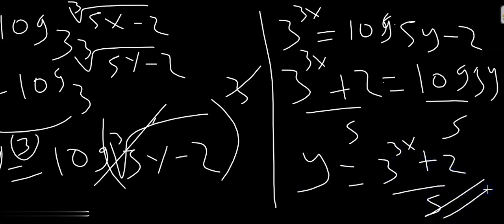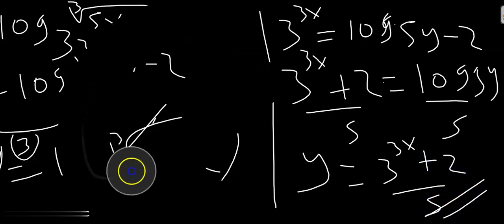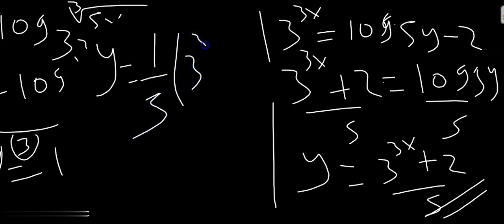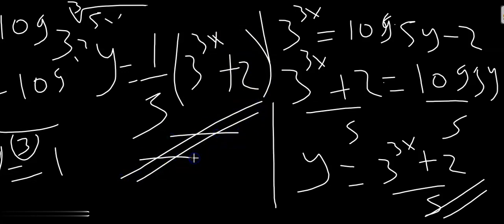So this is my last answer, but I also can write it like this. Let me write it again over here. This answer is the same as y equals 1 over 5, the whole 3 raised to the 3x plus 2. So this is my final answer, and this is how we deal with the logarithmic function. Now let's go to the ln function.